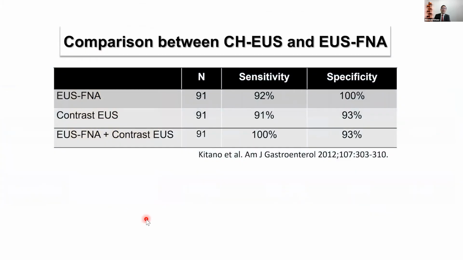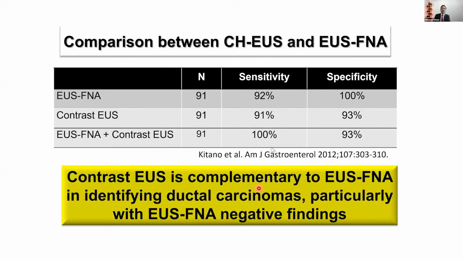Then we compared EUS FNA and contrast EUS, and we found that they are comparable. However, when we combine EUS FNA and contrast EUS, the sensitivity increased from 92% to 100%. Therefore, we can say contrast-enhanced EUS is complementary to EUS FNA in identifying ductal carcinomas, particularly with EUS FNA negative findings.